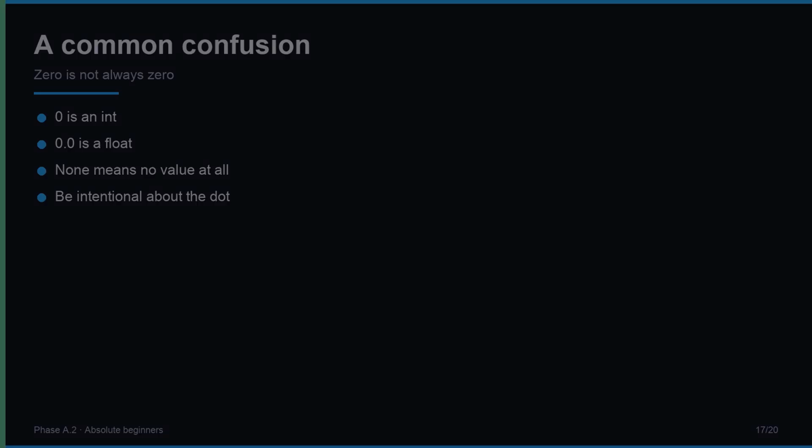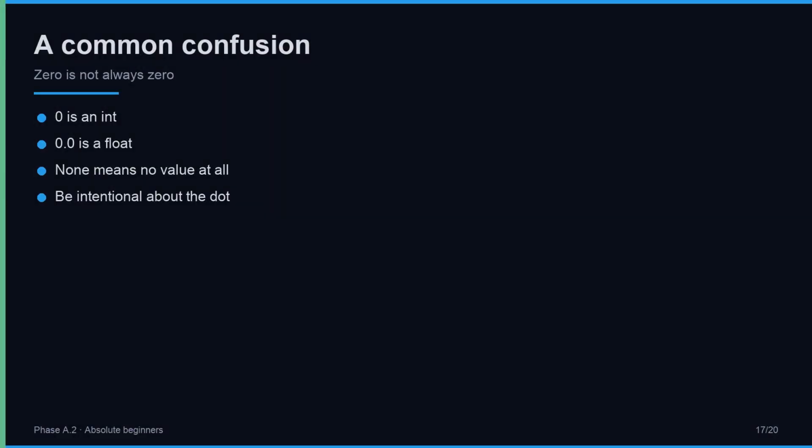A common beginner confusion is mixing up 0 the integer, 0.0 the float, and None, which we meet soon. They are all different values with different types, even though they might feel similar. 0 is a count of nothing. 0.0 is a measurement of nothing. And None means no value at all, not even 0. Being intentional about the dot, and about which type you mean, prevents a surprising amount of subtle bugs later on. 0 is not always 0.